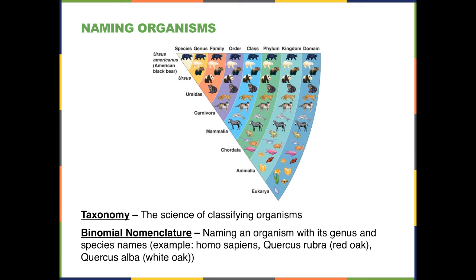The other thing I'll point out is it's very common to just put a capital Q period rubra, or a capital Q period alba, or a capital H period sapiens when referring to the name of various organisms.